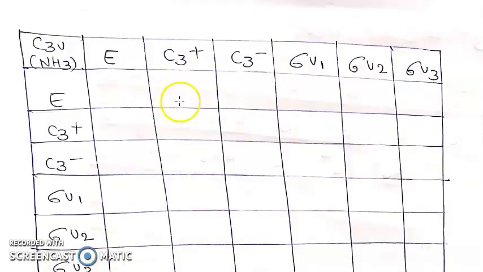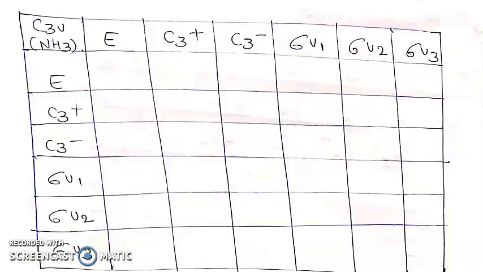Next, the group multiplication table of ammonia means we should multiply each symmetry element with another symmetry element. Write the possible symmetry elements present in ammonia, that is E, C3 plus, C3 minus, sigma V1, sigma V2 and sigma V3. Here also you write the same thing. Multiply this symmetry element with the other symmetry elements present in ammonia.